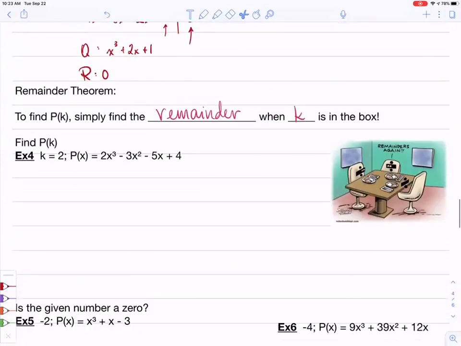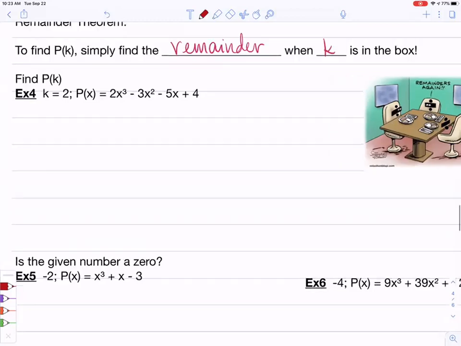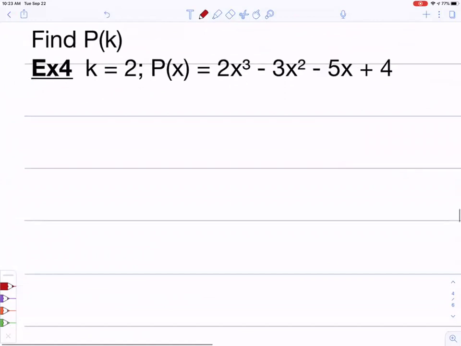All right, let's look at this remainder theorem. To find P of K, just find the remainder when you put K in the box. Okay, now hang on a second. So let me just solve it. What do you mean by normally? Actually, don't say anything. I'm coming back to your question.